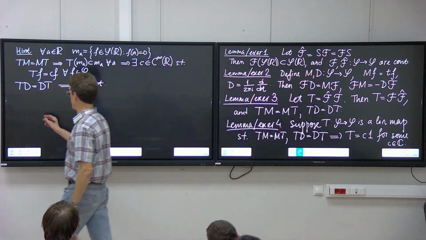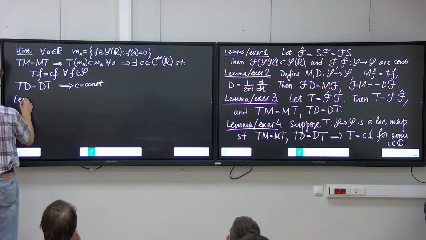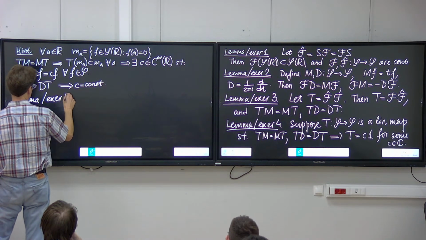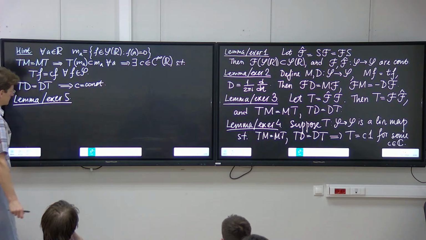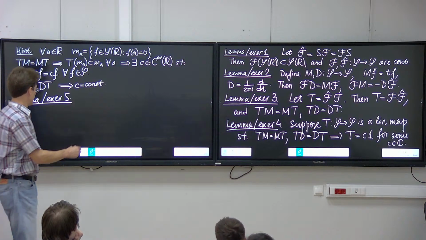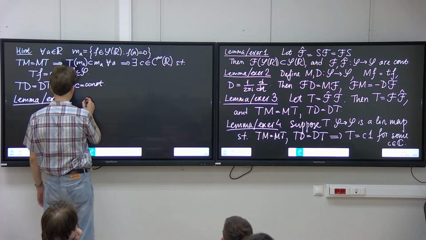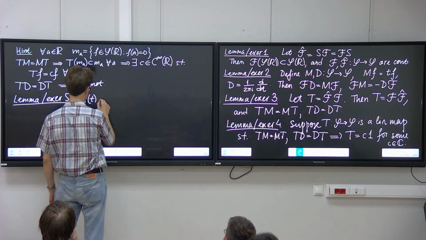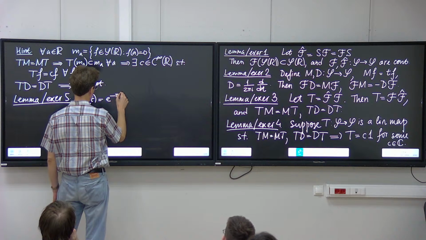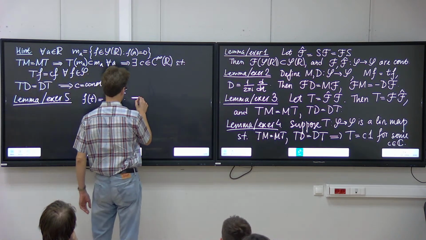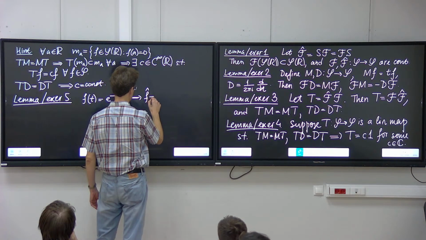And finally, lemma exercise 5. So actually what we want to do is show that C is equal to 1. This will complete the proof. And to show that C equals 1, let's consider the following concrete function, given by the following formula. And I claim that the Fourier transform of f is equal to f.